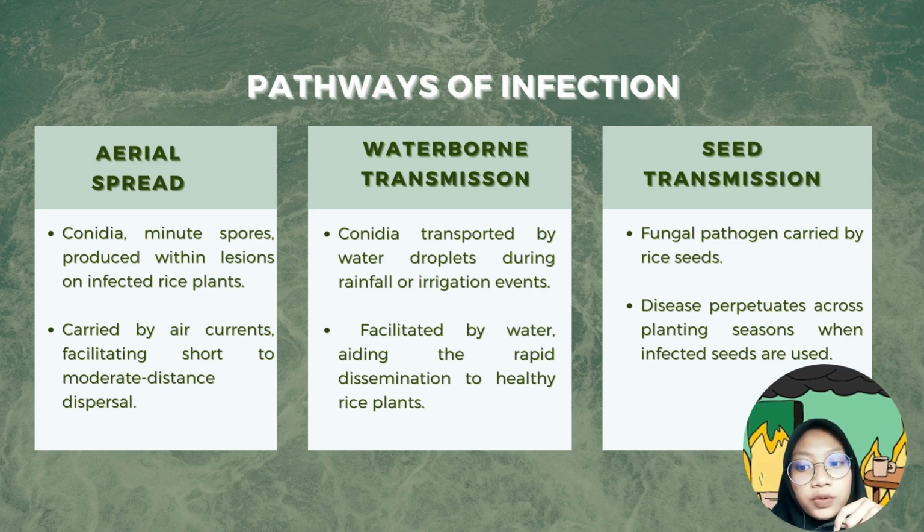Now, let's talk about waterborne transmission. So, when rainfall or irrigation occurs, the water droplets loaded with conidia can transport the fungal spores. This becomes especially influential in moist conditions, using water as a carrier to rapidly spread the fungus to healthy rice plants. So, it underlines how environmental factors like rain and irrigation significantly impact the disease spread.